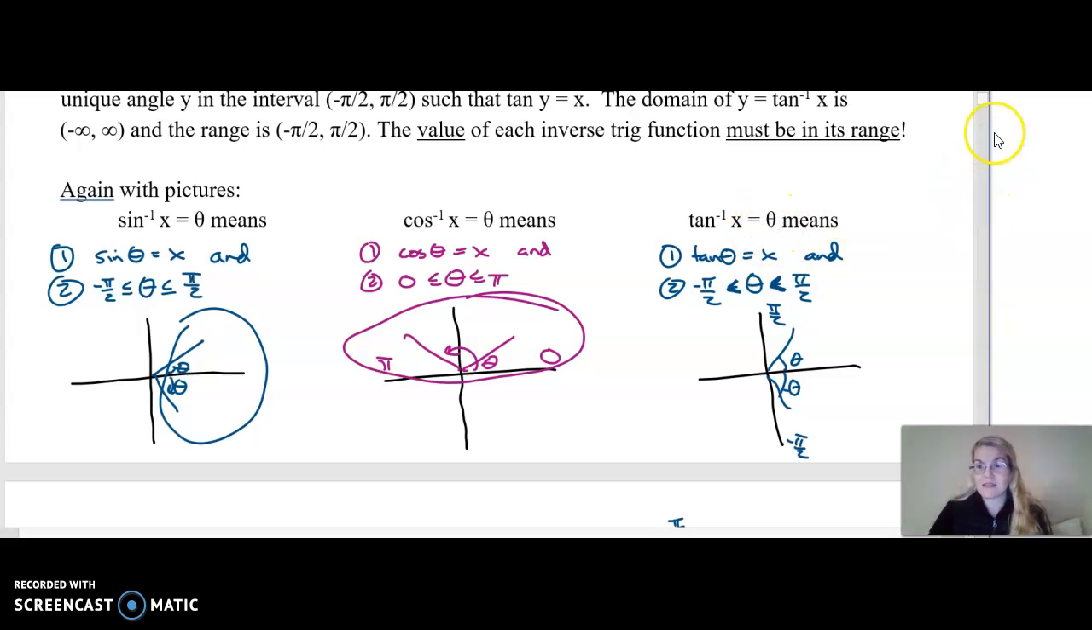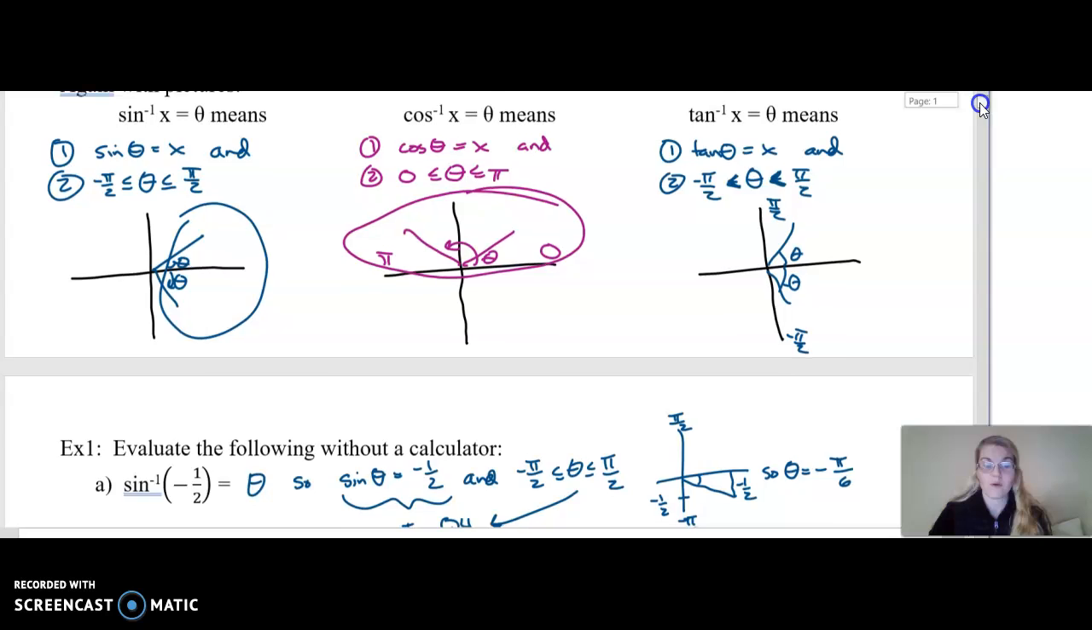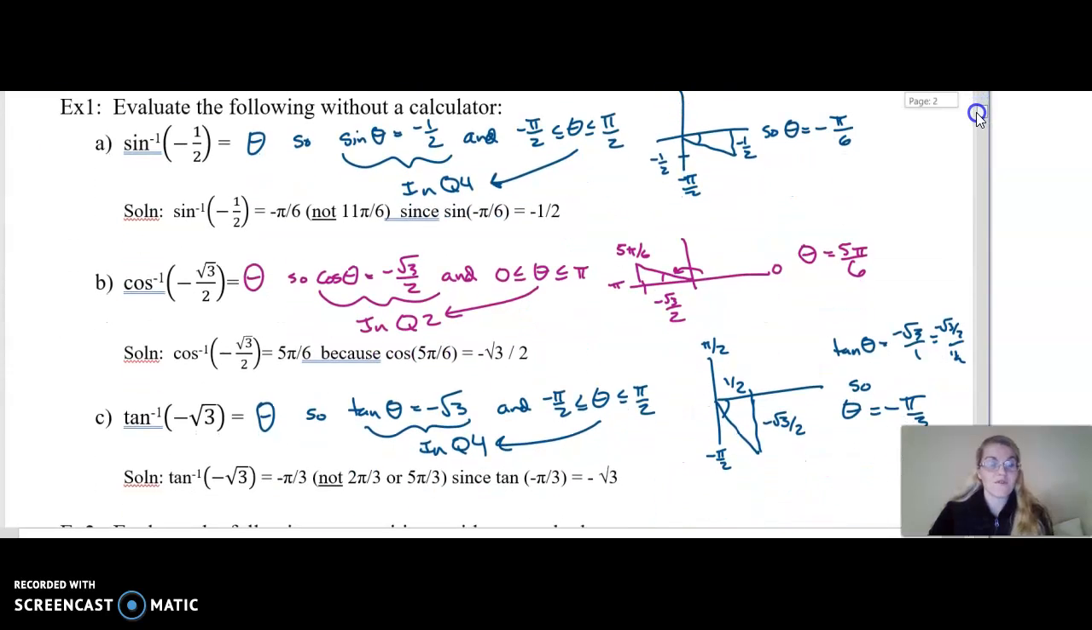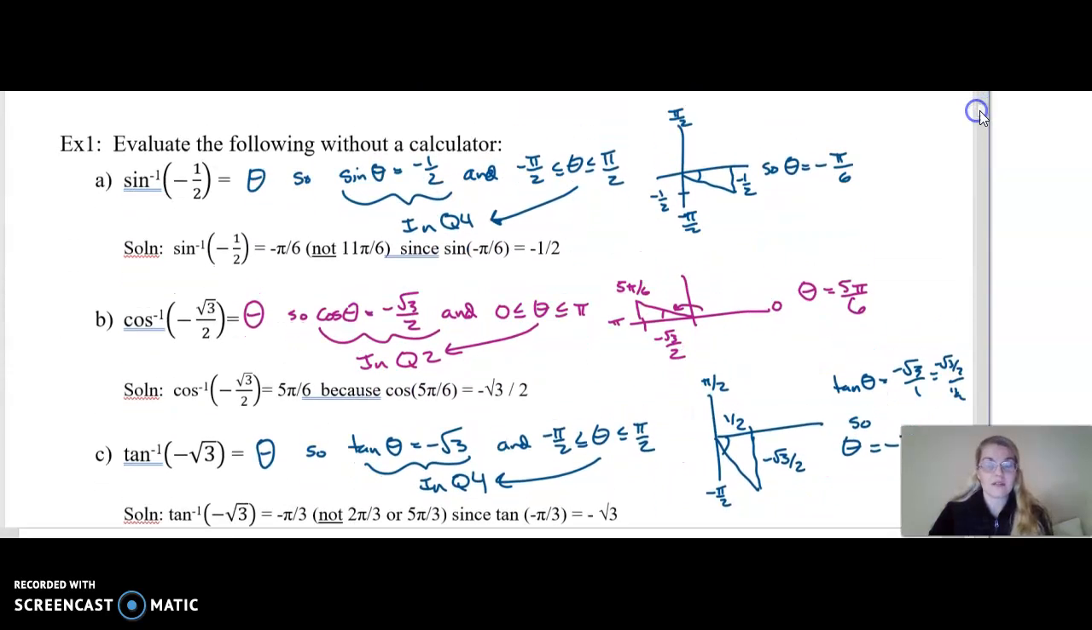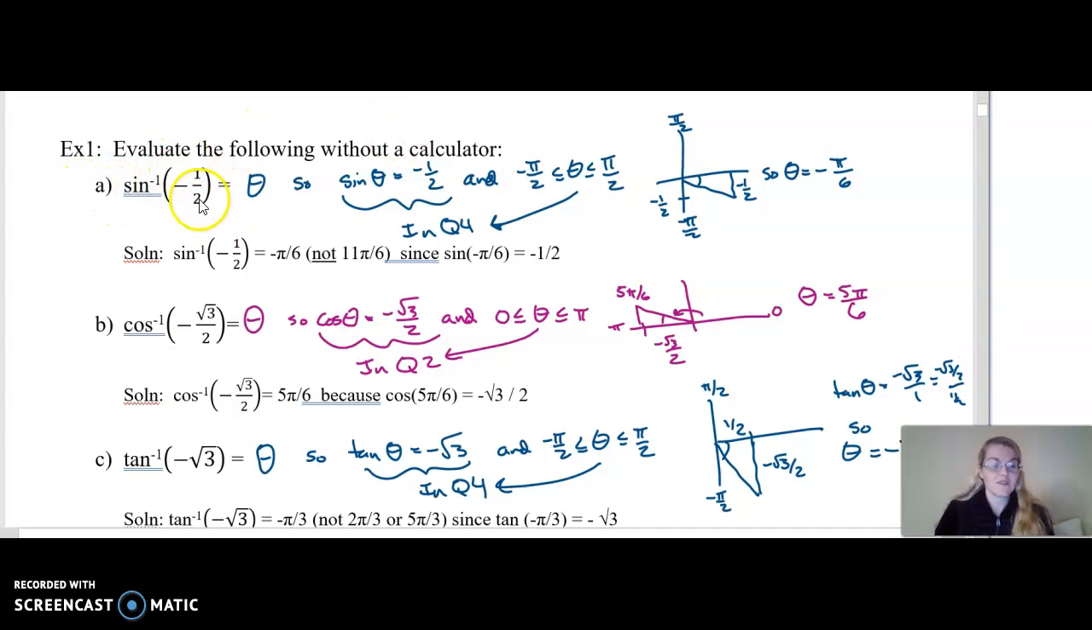My range is limited. So let's look at some examples of how we actually use these. Evaluate the following without a calculator. Sine inverse of -1/2. What you want to do is, I say this is equal to theta. I don't say it's equal to y, because to me theta is an angle, and that is what all of our inverse trig functions give you back. Your inverse trig functions hand you back an angle in radians. So sine inverse of -1/2 is theta.